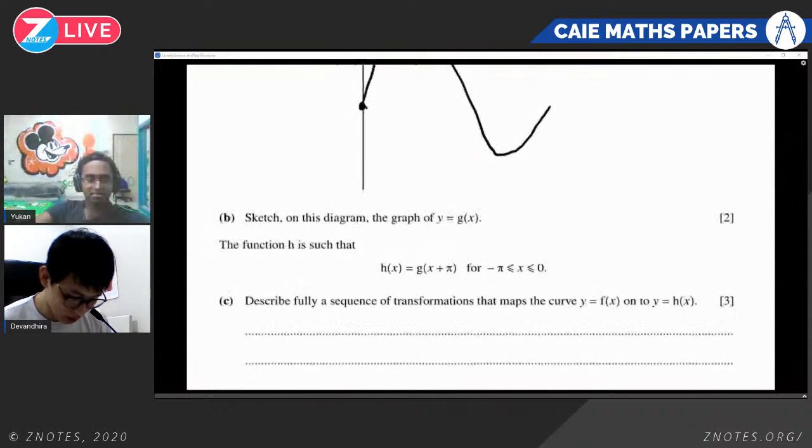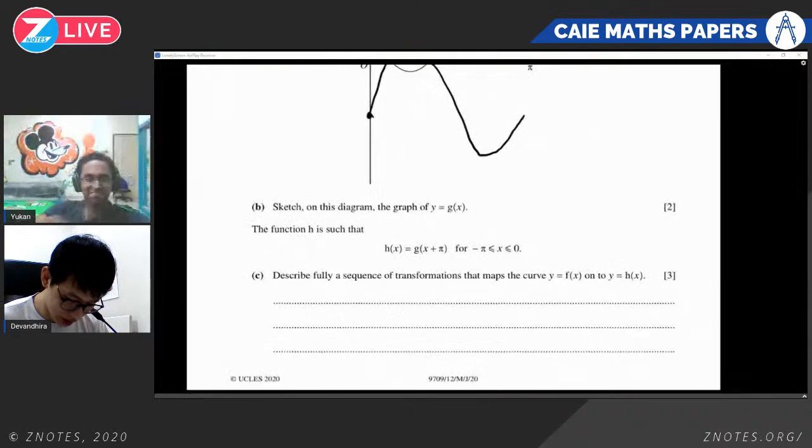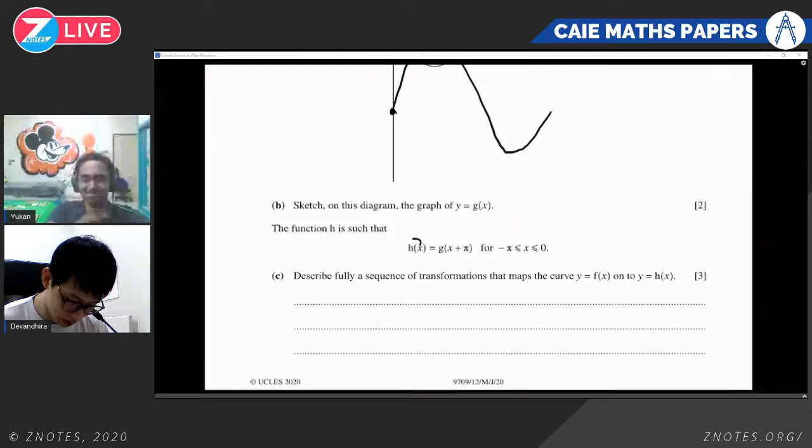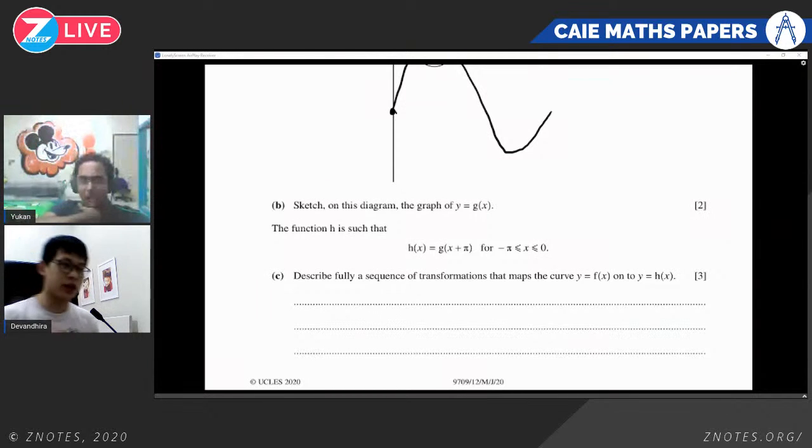Okay. Right. The function h is such that h of x is g of x plus pi. Describe fully a sequence of transformations that maps the curve f of x into h of x. Basically asking, how do you make f of x into h of x? First, let's start from h of x.